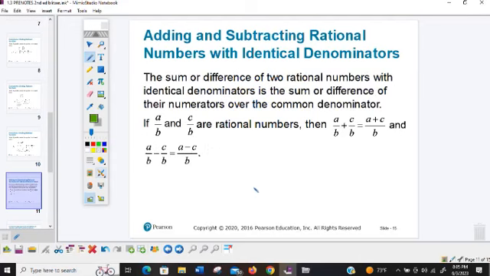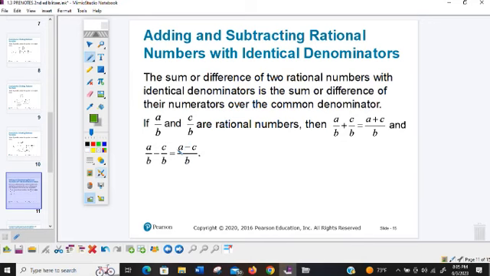In this video, we're going to use order of operations with rational numbers or fractions, and we're going to write our answer in lowest terms. Before we get started, though, we need to do a quick refresher on adding and subtracting. Remember, when you're adding and subtracting fractions, you have to have the same number on bottom. You have to have a common denominator.